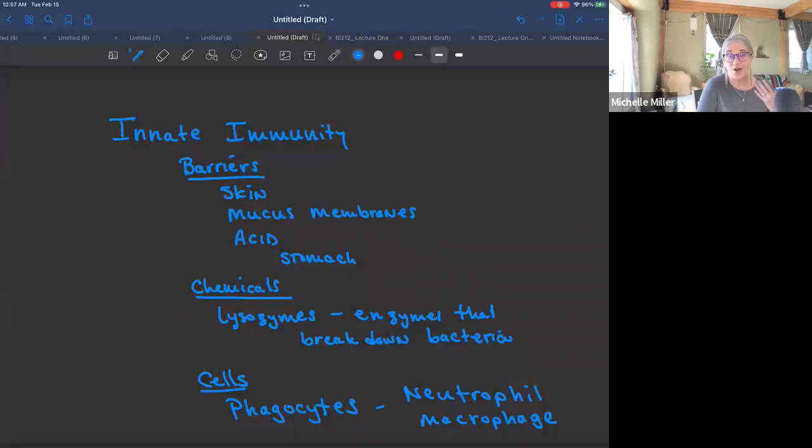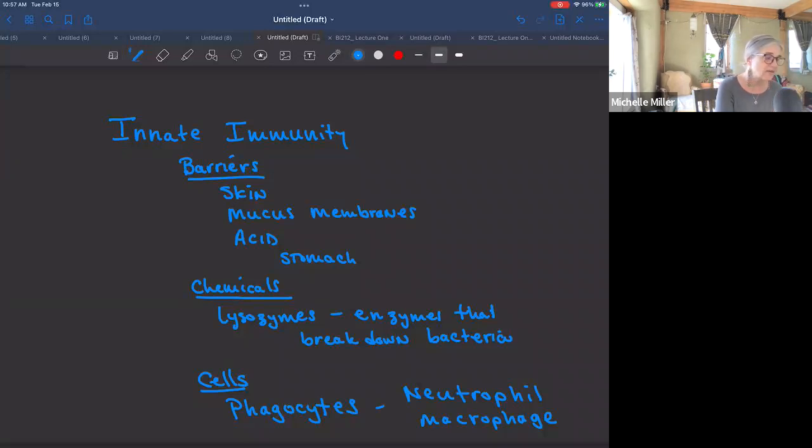And the way that they are able to do this is they actually take them inside of their cells. So phagocytosis is where a cell ingests something, creates a little vacuole, and then uses enzymes to break down the bacteria or whatever else it's breaking down via intracellular digestion. So phagocytosis is an example of innate immunity.